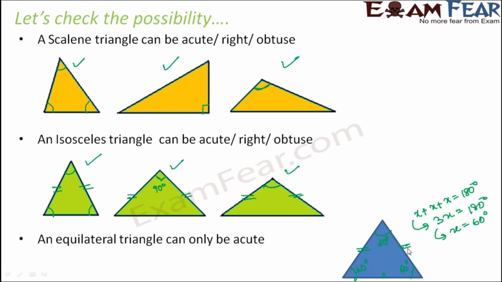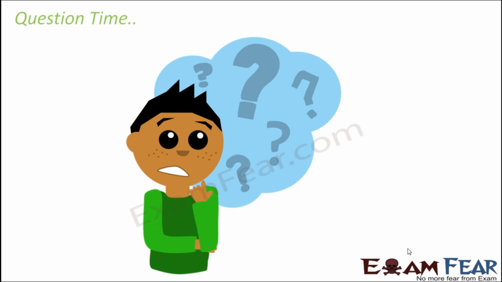So there is no question of a right angled equilateral triangle because for a right angled triangle one angle must be 90 degrees. But in an equilateral triangle all the angles are 60 degrees. So a right angled equilateral triangle is not possible. An obtuse angled equilateral triangle is also not possible. Only an acute equilateral triangle is possible. So now that we have learned about the various types of triangles, we will try some questions.